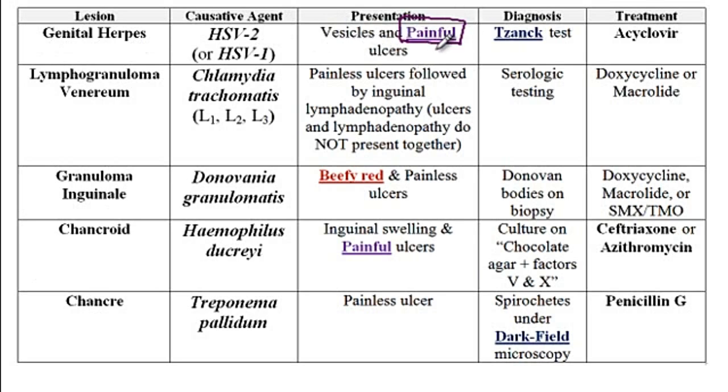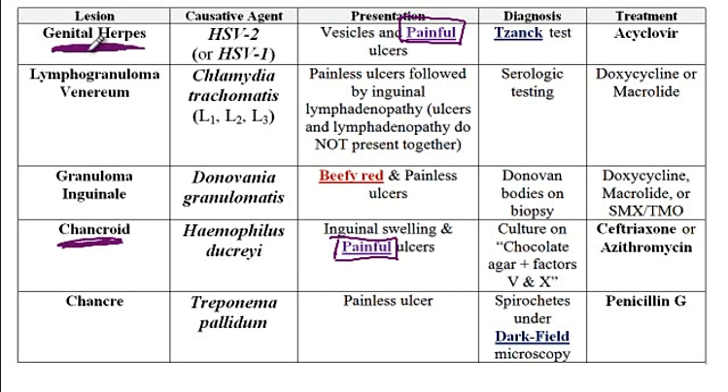So an important point for diagnosing genital ulcers is that genital herpes as well as chancroid, which is caused by Haemophilus ducreyi, are the 2 lesions that are painful. The rest of these lesions are painless.